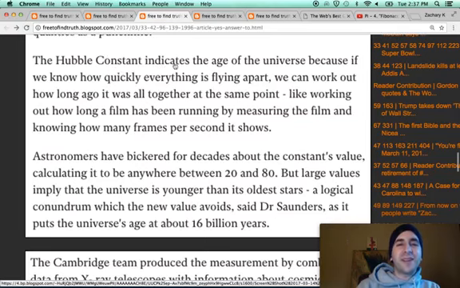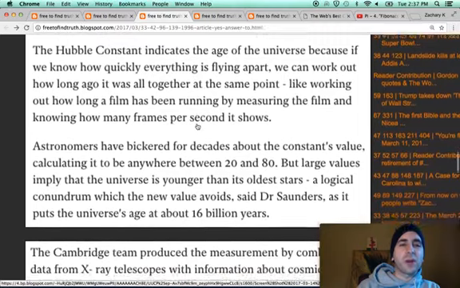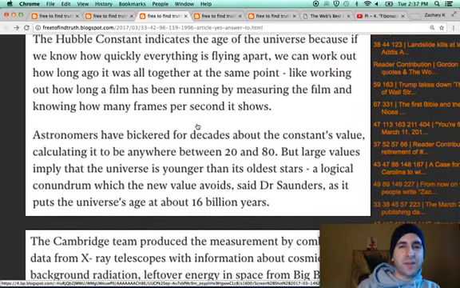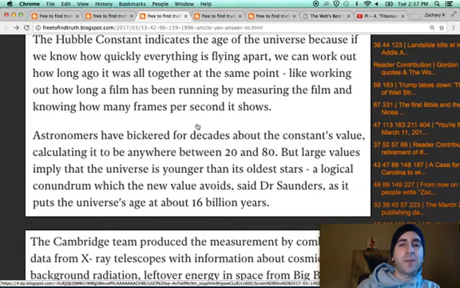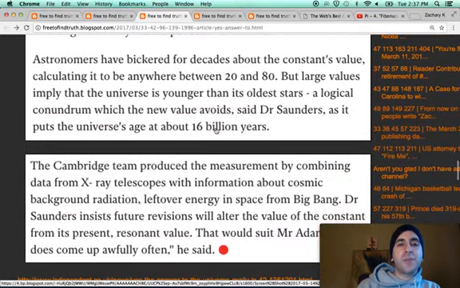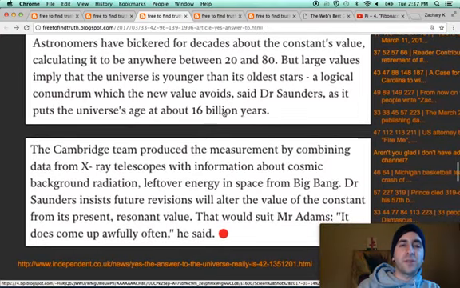The Hubble constant indicates the age of the universe because if we know how quickly everything is flying apart, we can work out how long ago it was all together at this same point. Like working out how long a film has been running by measuring the film and knowing how many frames per second it shows. Astronomers have bickered for decades about the constant's value, calculating it to be anywhere between 20 and 80. But large values imply the universe is younger than its oldest stars, a logical conundrum which the new value avoids, said Dr. Saunders, as it puts the universe's age at about 16 billion years.